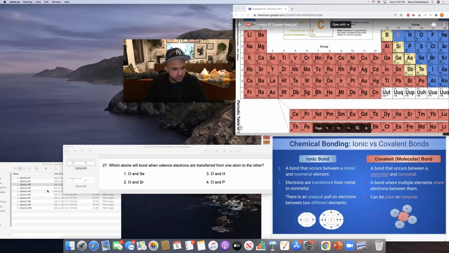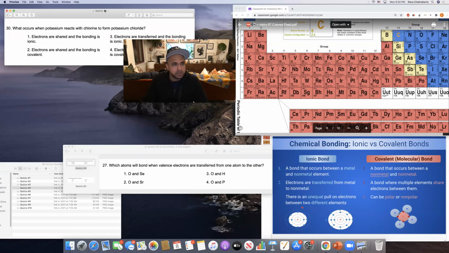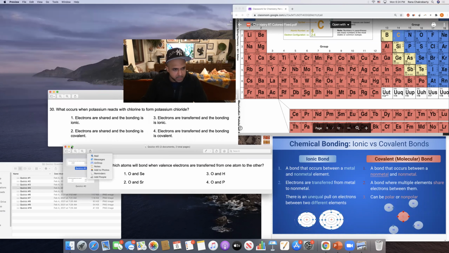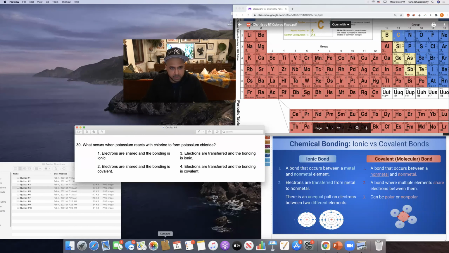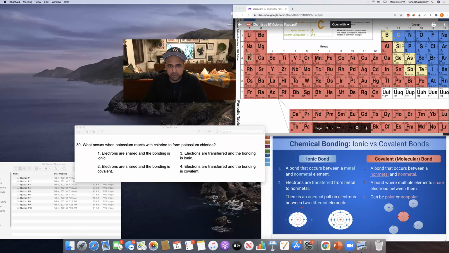Right, the next one is number 4. So it says, what occurs when potassium reacts with chlorine? First you have to figure out what those elements are. So potassium is a metal, chlorine is a nonmetal. If I know it's a metal and nonmetal, I know it's ionic and electrons will be transferred. Right, so it's choice 3.